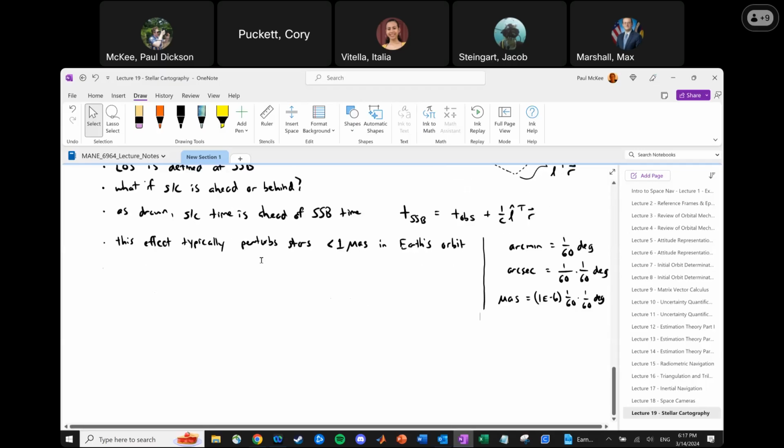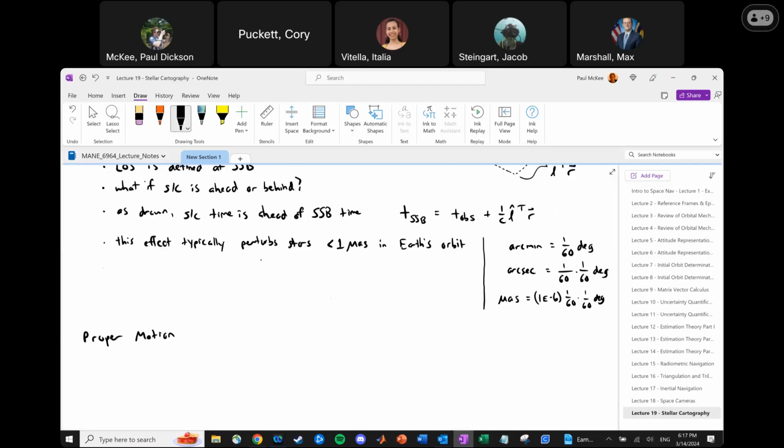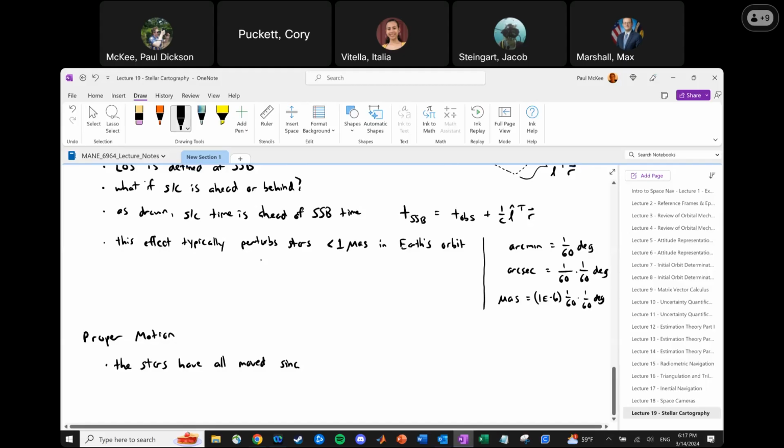Proper motion, we absolutely will consider. Proper motion definitely matters, especially, well, we'll see in a second. Proper motion. The stars have all moved since the catalog was made.